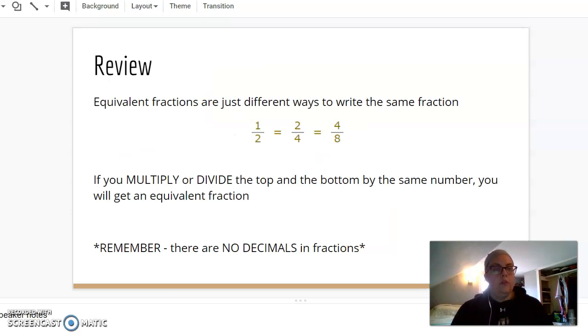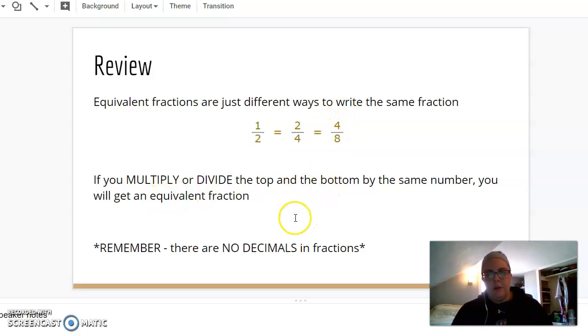So equivalent fractions, which is what Fraction Lesson 4 is about, is actually a review from our earlier fraction unit that we did earlier in the year. So hopefully this feels familiar in some way. Equivalent fractions are just different ways to write the same fraction. This is a really typical example we talked about a lot, where 1/2 is the same thing as 2/4, which is the same thing as 4/8.